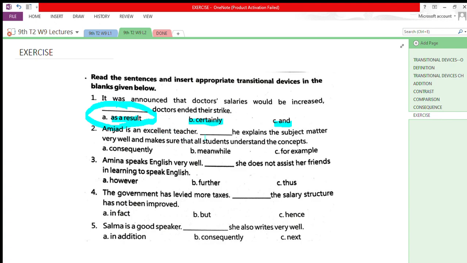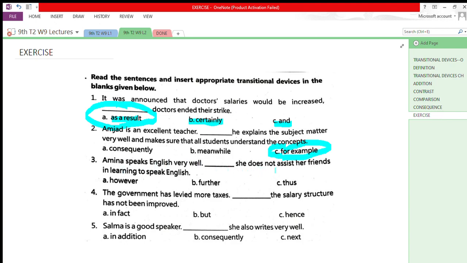Amjad is an excellent teacher. Then we have left out the space. He explained the subject matter very well and makes sure that all the students understand the concept. Now see, Amjad is an excellent teacher. Now we are exemplifying how he is an excellent teacher. For example, now we are giving an example of how he explains the subject matter very well, and he makes sure that all the students understand the concept. So we are exemplifying.